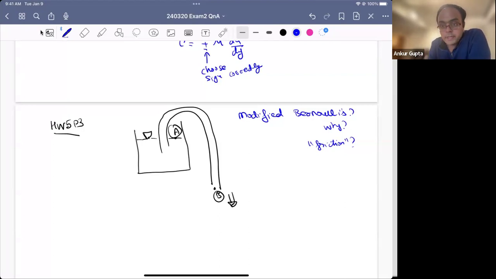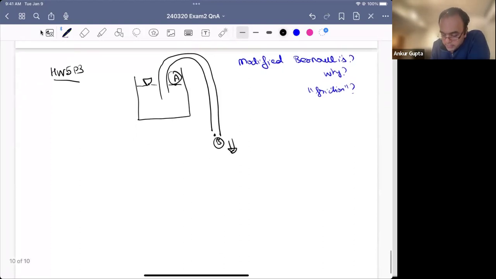Now, because of friction, I hope it makes sense that the energy at point A would be higher than the energy at point B, because going from A to B, I'm losing some energy because of friction. So the total energy at B is lower than the energy at A. We will use the V squared by 2 because that's the loss we have been given, so we'll use the units of rho V squared by 2.